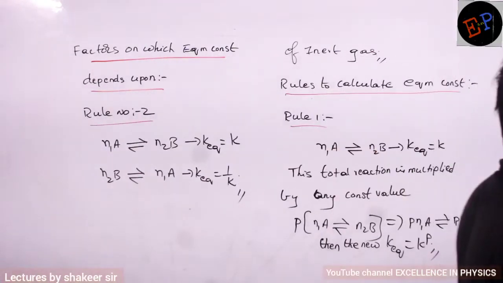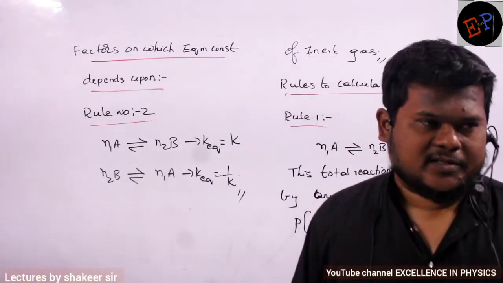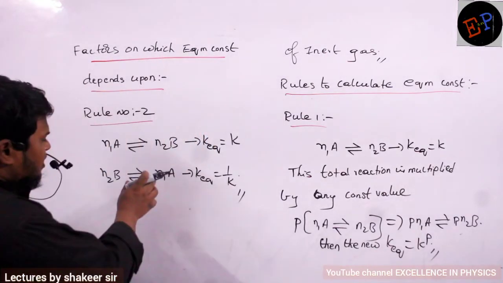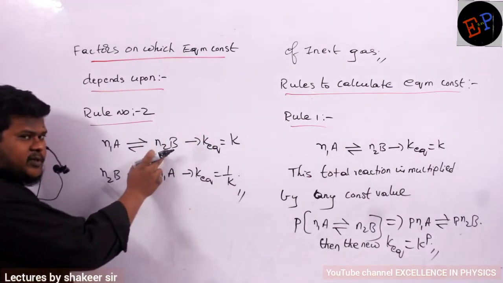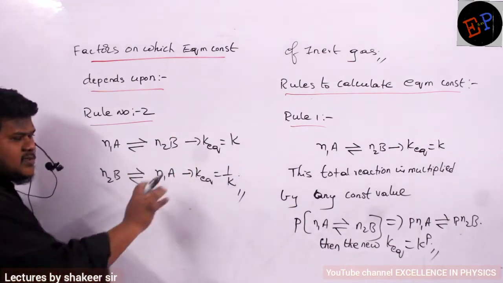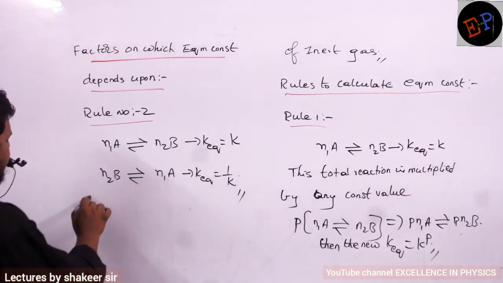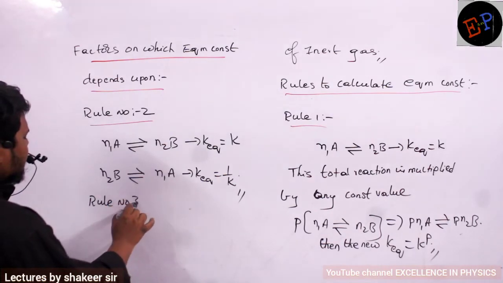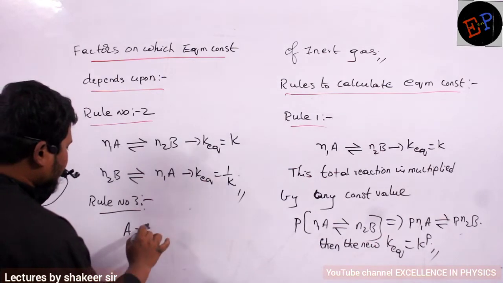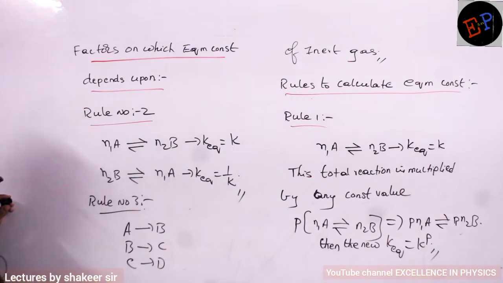Remember these rules very carefully, because many times direct questions were given on these rules of finding the equilibrium constant. If you write n1 A converting into n2 B, the equilibrium constant is K. But if you write it in reverse order, you take the reciprocal of the first reaction. Then we study rule number 3. Let us consider A converts to B, B converts to C, C converts to D.